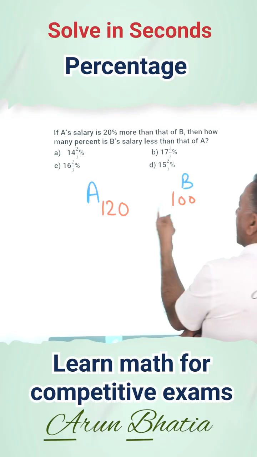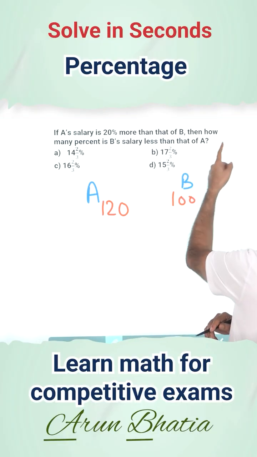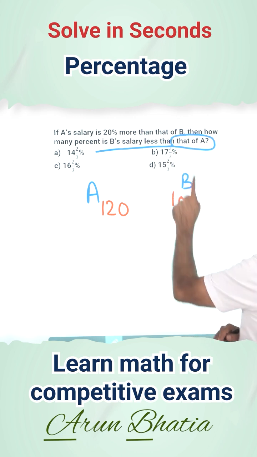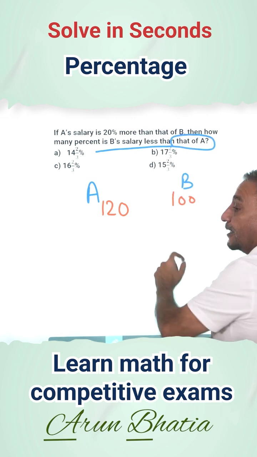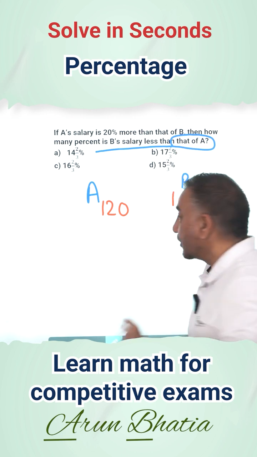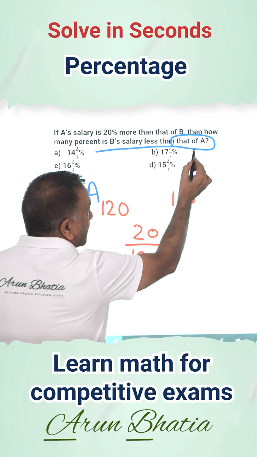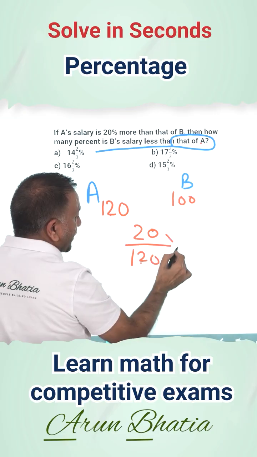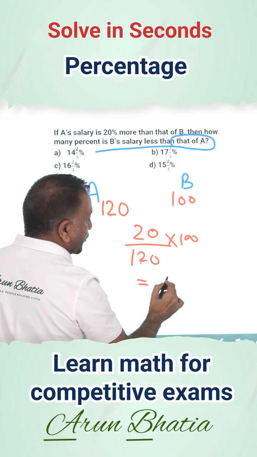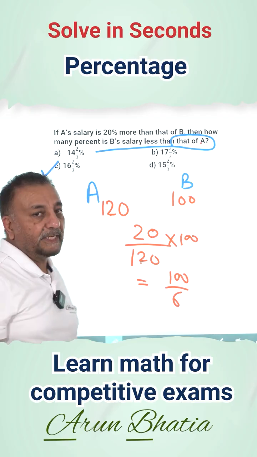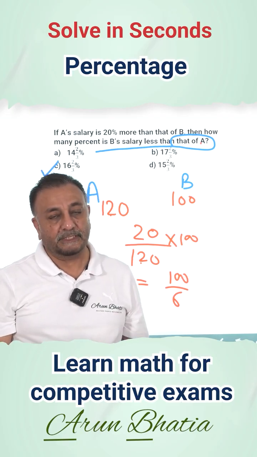So if it is 100, it is 120. Then by what percent is B's salary less than that of A? That means B's salary is how much less than A's in terms of percentage. The difference is 20 upon 120, because A is here, so this salary will come here into 100. This comes out to be 100 by 6. So the answer is 16 2 by 3%. So this is an easier way to solve.